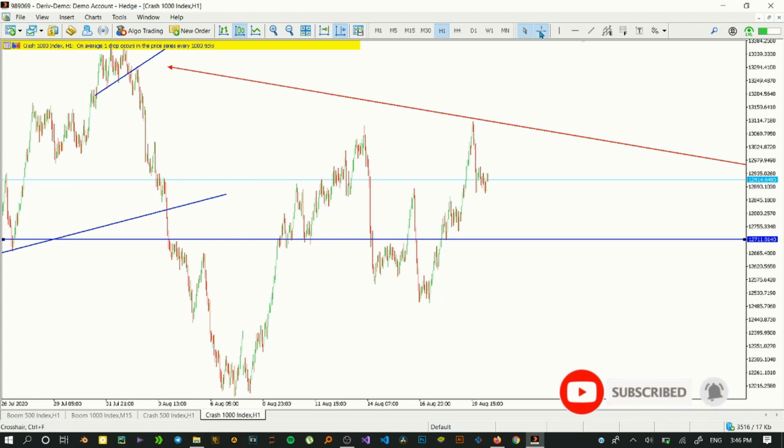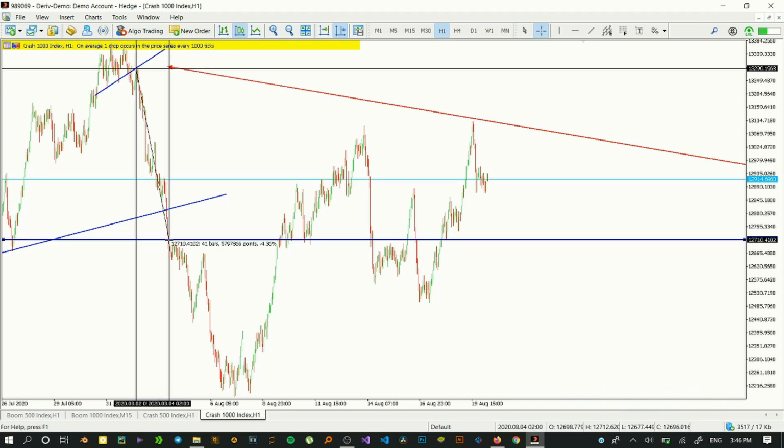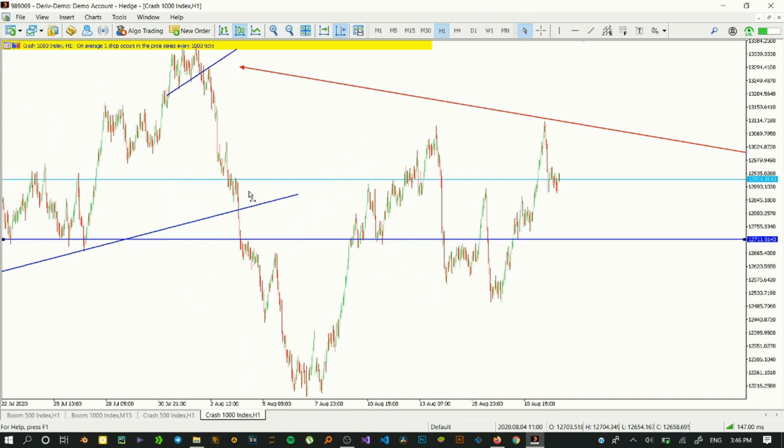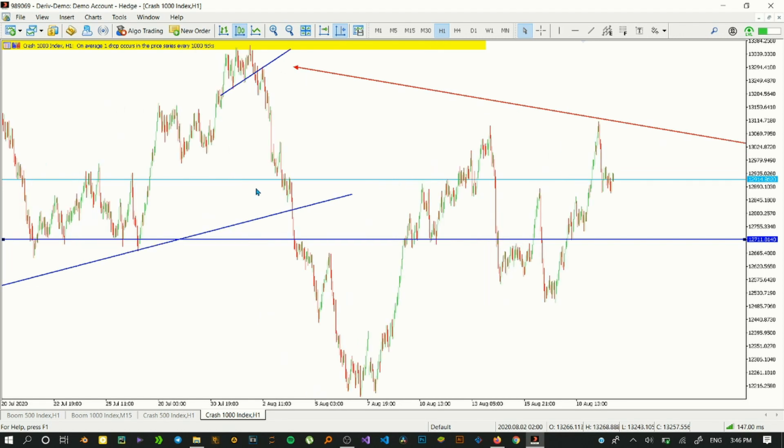Let me measure the points. I entered around here. I took my profit around here. That was around 579 points. You know how much this is on one lot size? On only one lot size, that's around $580. Bro, this is cool. This is how you trade. Just wait for the market to create a good opportunity. If you're a scalper, it's okay. You can trade like this even if you're a scalper too.